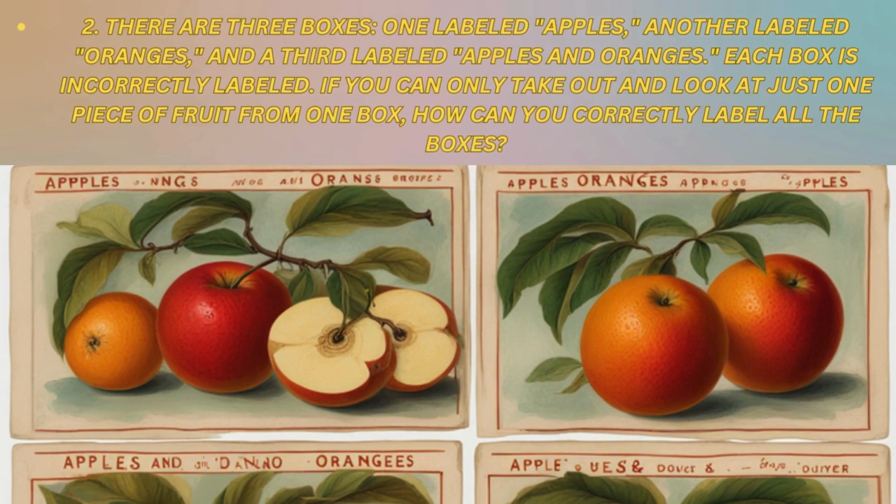Number 2. There are 3 boxes, one labeled apples, another labeled oranges, and a third labeled apples and oranges. Each box is incorrectly labeled. If you can only take out and look at just one piece of fruit from one box, how can you correctly label all the boxes?